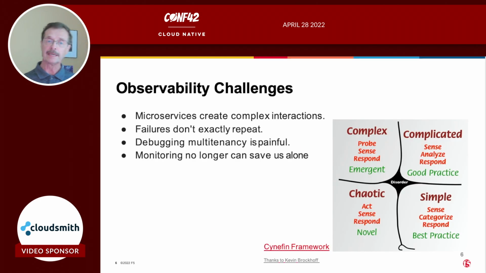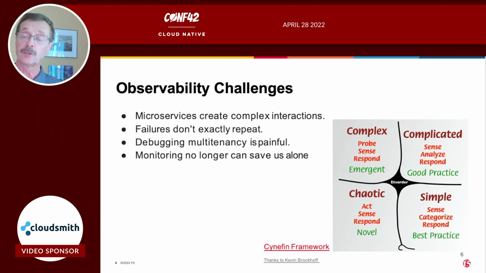But observability is built for certain challenges here. And over here, you're looking at what's called the Cynefin framework. Hat tip to Kevin Brockhoff, particularly for this drawing here. When we look at a monolith, we're in a simple environment. You look at it, you see what's going on, and this is the best practice. Sense, categorize, and respond. It's broken, fix it, if you will.